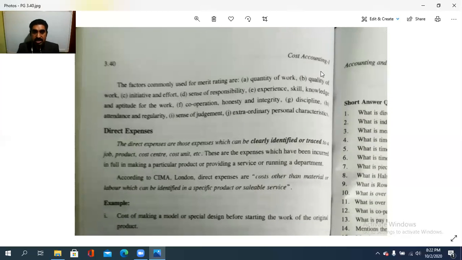Direct expenses are those expenses which can be clearly identified or traced to a job, product, cost center or cost unit, etc. These are the expenses which have been incurred in full in making a particular product or providing a service or running a department. I think this is a repetition because we already studied this direct expense.